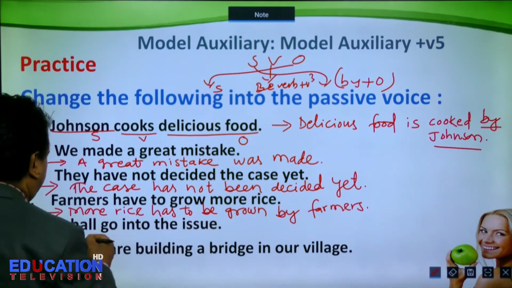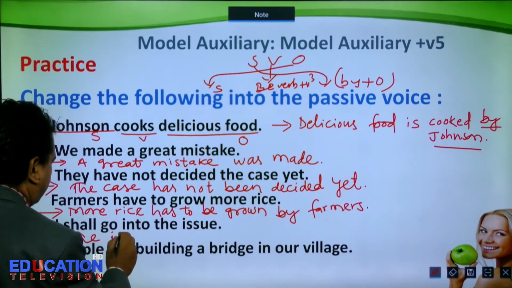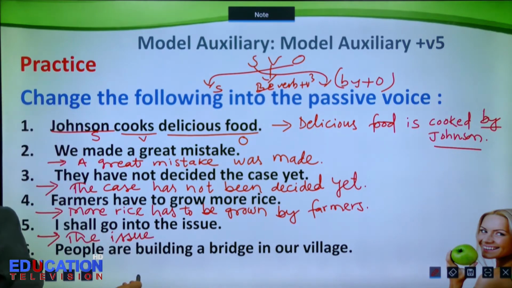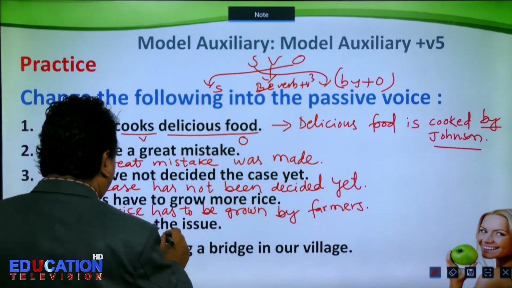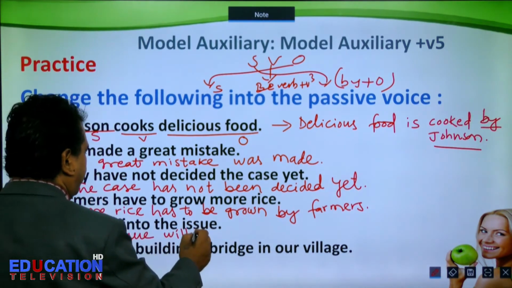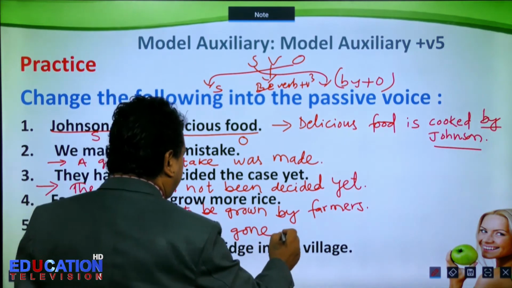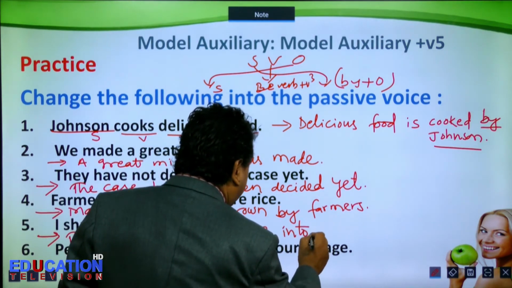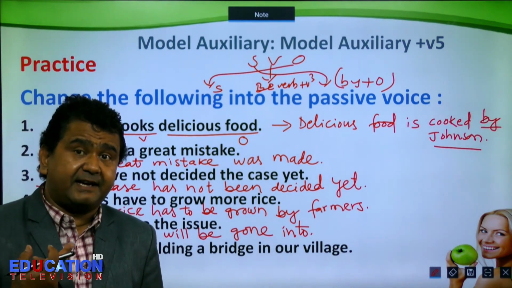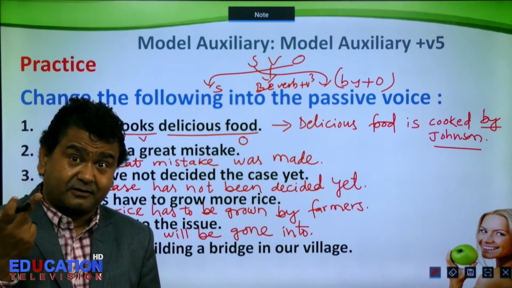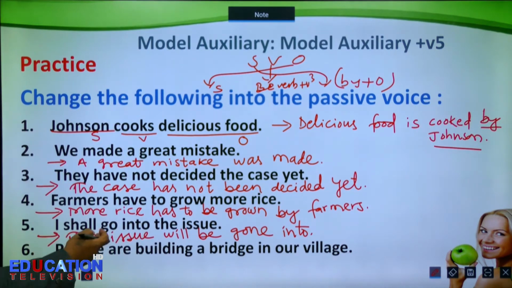I shall go into the issue. The issue is drawn here as the subject, and it's a vowel sound, so we would rather say the issue. With the issue, we don't use shall, we use will. Because it is a modal auxiliary, we write here be: will be, and V3, the past participle of go, is gone. Don't miss this preposition into. Generally we miss the into, we should not. Go and go into are different. So the issue will be gone into.